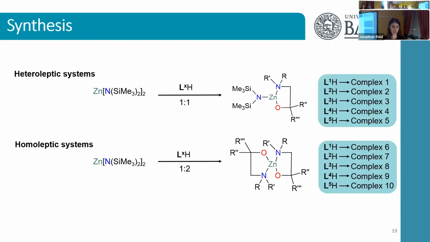To synthesize our complexes, we started off with this zinc starting material, which is called zinc HMDS. And HMDS just refers to this N-SiMe3 group here. And we can substitute our ligands for this HMDS group using an amine displacement reaction. So to form our heteroleptic systems, we reacted zinc HMDS in a 1-to-1 stoichiometry with each of our ligands. And this gave us complexes 1 to 5. We then repeated this reaction, but altering the stoichiometry, 1 to 2 zinc to ligand, to give our bis systems, which are complexes 6 to 10.